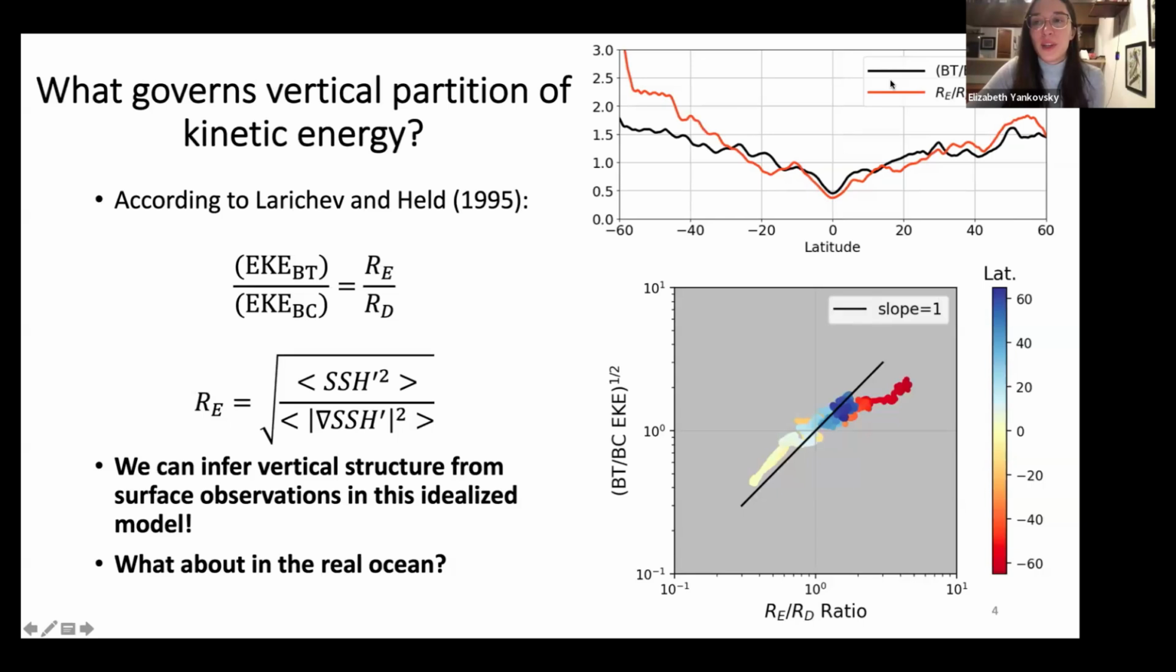And the really interesting thing, if you look at the figure on the top right, this is a zonally averaged view from this model. And I'm showing two metrics. One is that ratio of R_E to R_D in red, and one is the square root of the barotropic to baroclinic EKE in black. And so you can see that there's really remarkable agreement throughout most of the domain, with the exception of the southern region, which is the ACC. You can also see the same thing on this scatter plot. The one-to-one line is in black, and we can really see that this relationship holds pretty well. And so again, this means that we can really infer the vertical structure just from knowing the sea surface height and the deformation scale. But of course, this is a really idealized model.